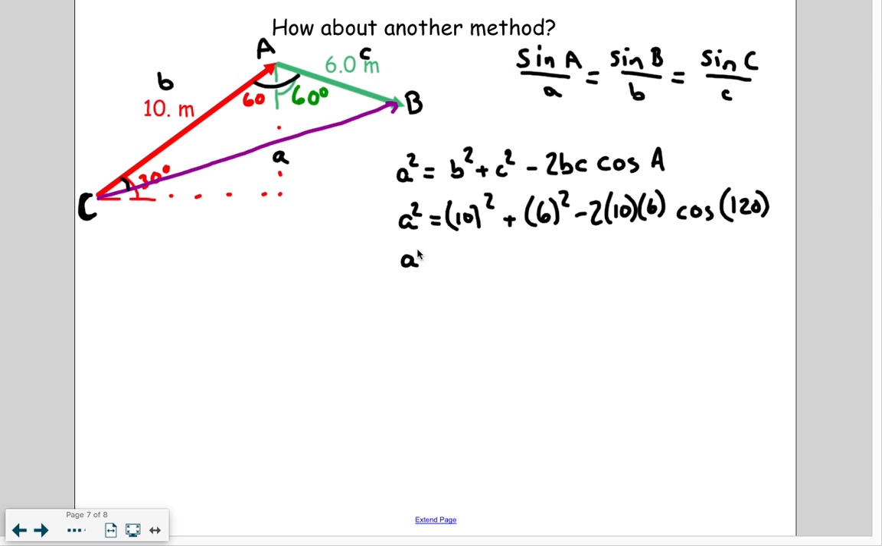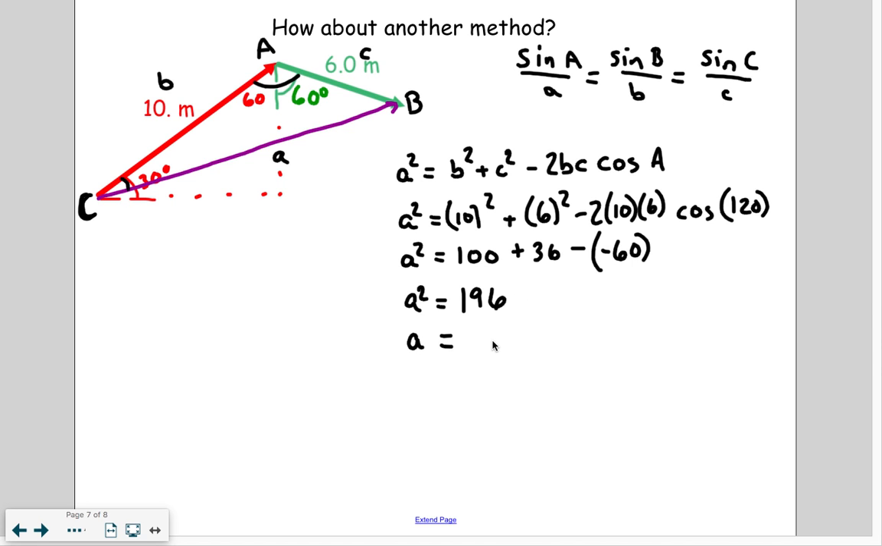All right, so now we're just going to multiply this. 10 squared is 100, plus 36, minus, let's see, 60 times 2, so 120 times cosine of 120. That's not always going to be exactly the same. So 120 cosine of 120 gives me negative 60. So it's minus a negative 60. Okay. And then I have a squared equals 100 plus 60, 160, plus 36 is 196. And a is going to be the square root of that.